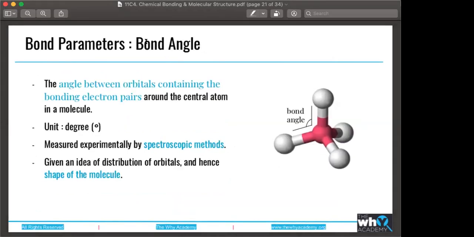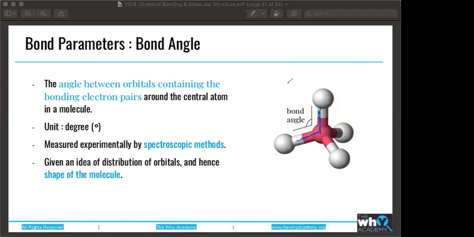Next parameter is bond angle. So bond angle, again self-explanatory. It is the angle between two bonds. More specifically, it's the angle between the orbitals containing the bonding electron pairs around the central atom in a molecule.